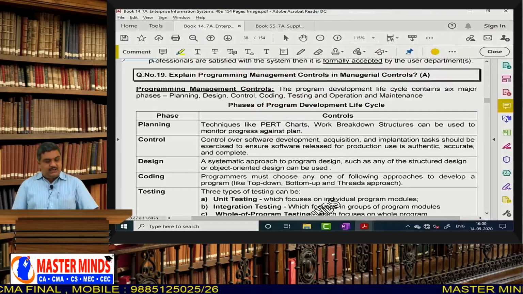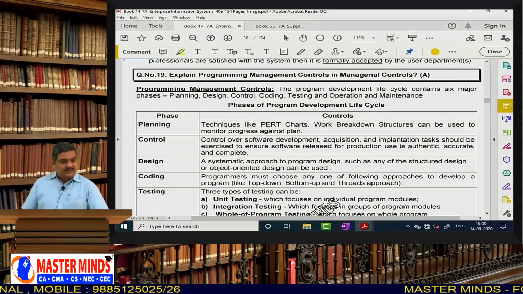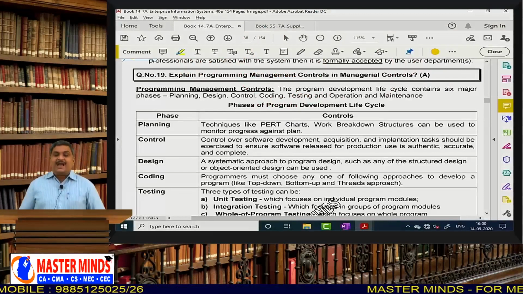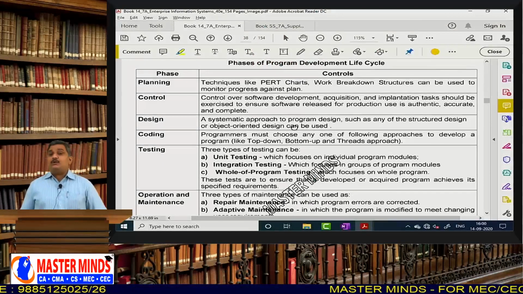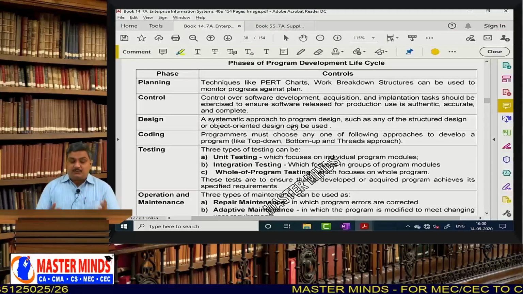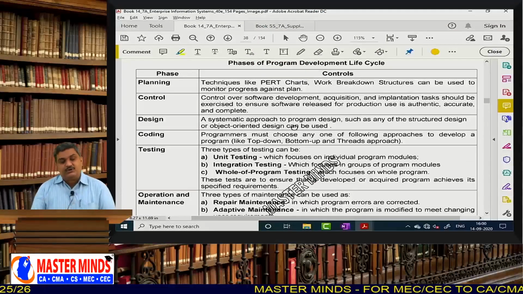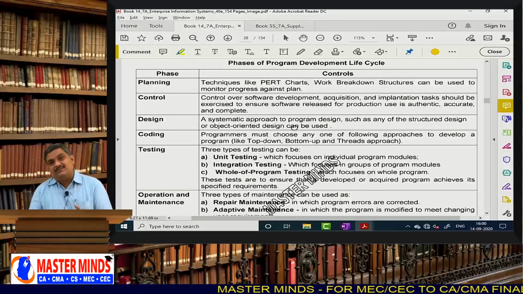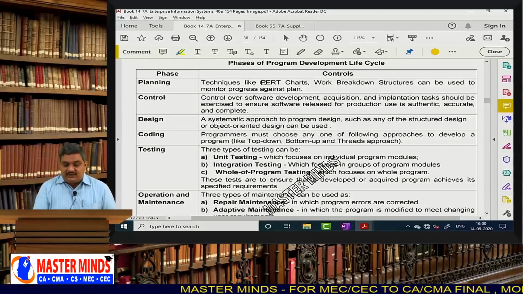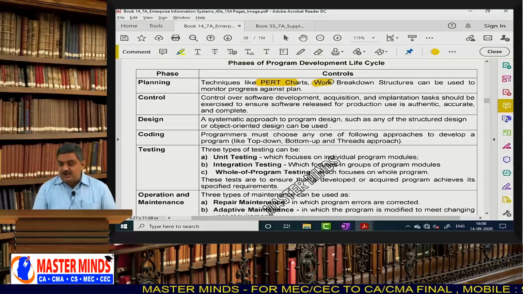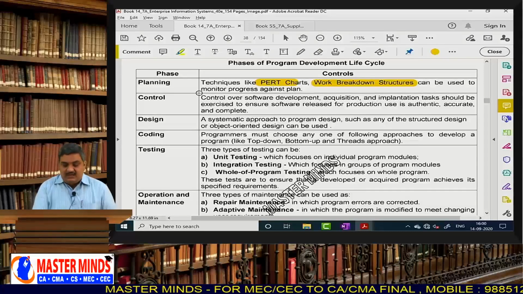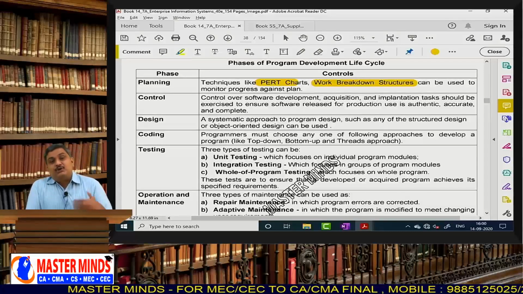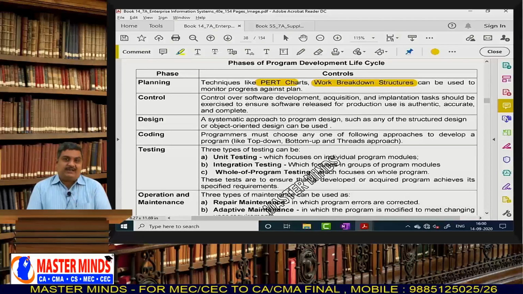So we are going to learn about the program development lifecycle. First is planning. That means we need to have a plan for how to write the program: at what time the program should start and at what time the programming should stop. For that we use some special techniques like PERT charts and work breakdown structures. PERT chart means Project Evaluation and Review Technique.